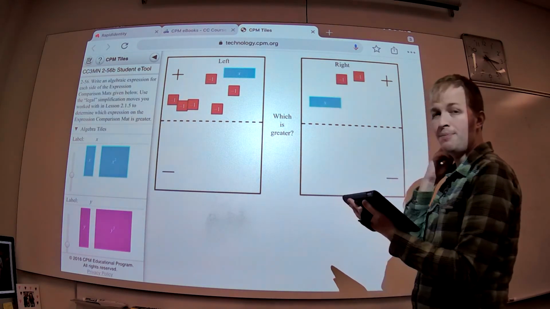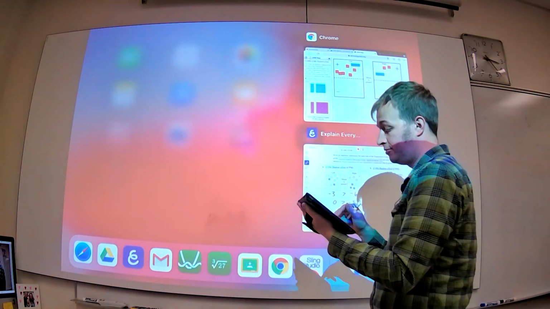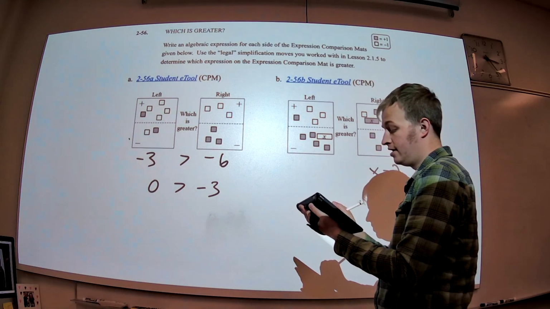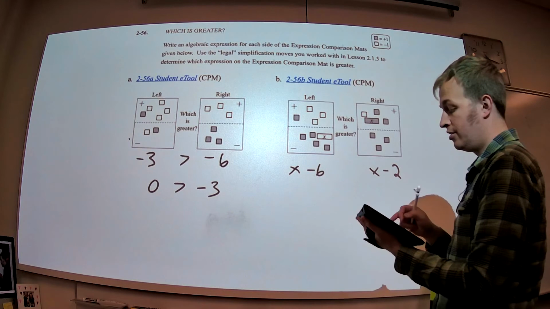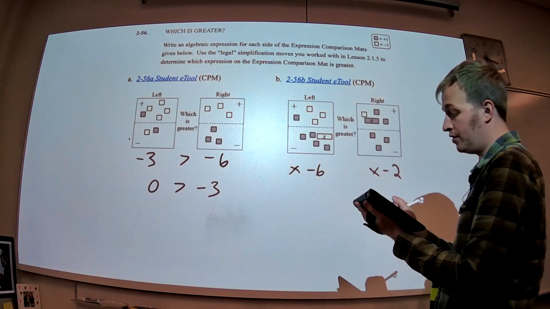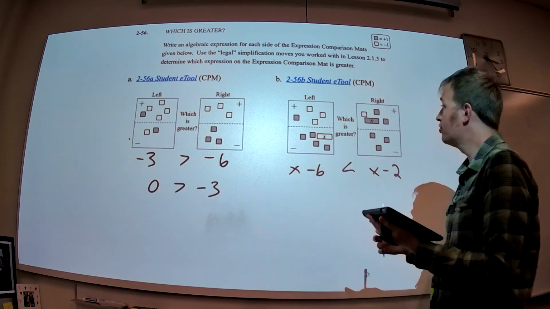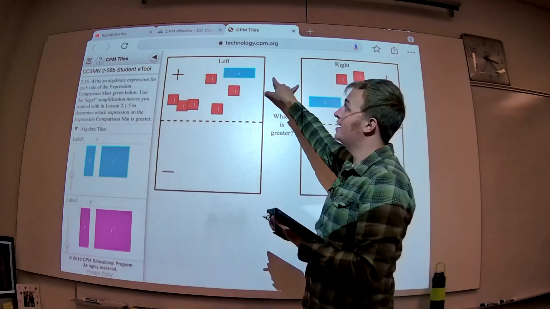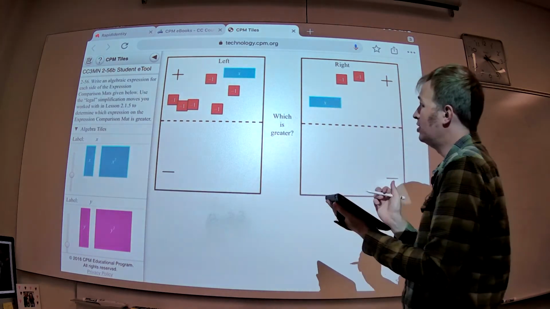Now, this might be a little bit harder for you to see. Right now, we currently have x minus 2 for our right side, and then we have x minus 6 for our left side. So, right now, the right side is bigger because x is the same value. So this is where removing the same thing in the same region from the different mats can be useful. Because it might be a little bit harder to see that like that.